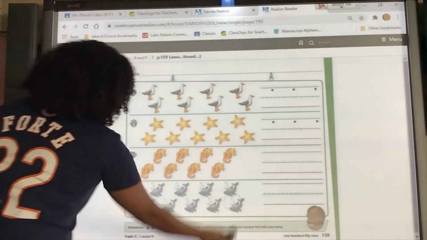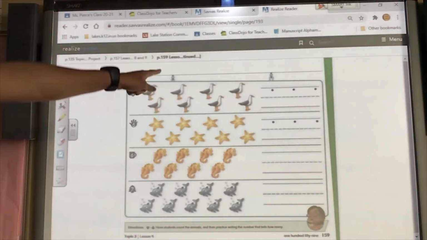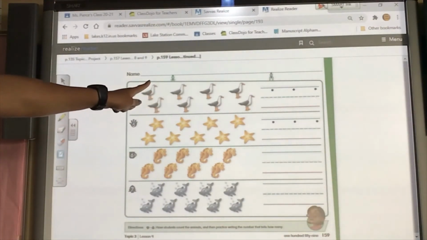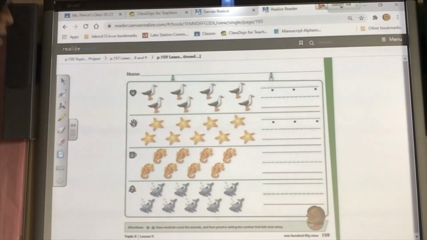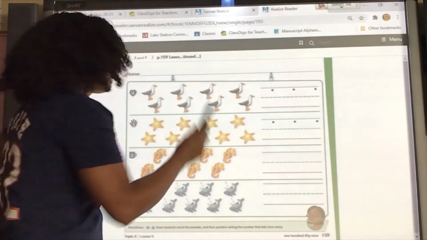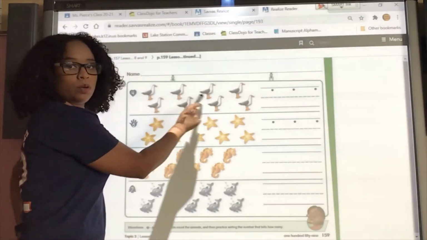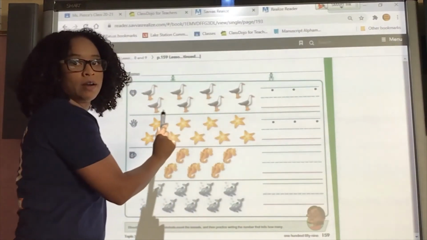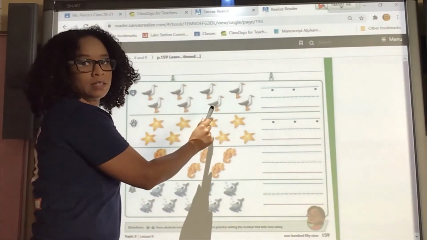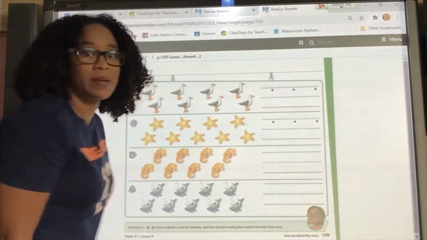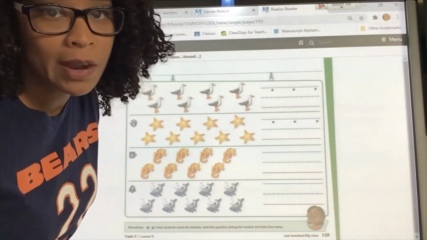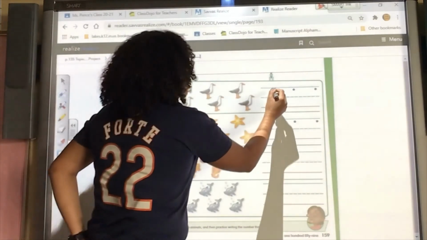Counting and writing some more. Let's count our birds up here. Looks like we've got some seagulls to count. Count them with me. 1, 2, 3, 4, 5, 6, 7, 8. So we have 8 seagulls. So what number are we writing? 8. Here we go.